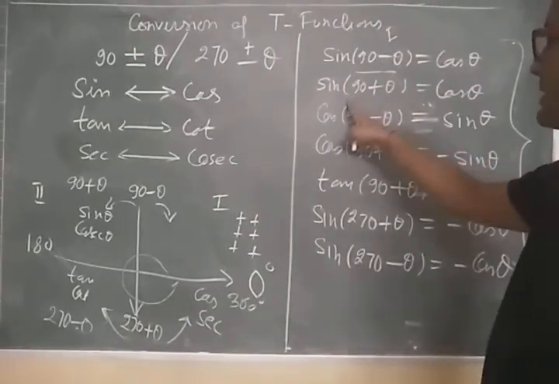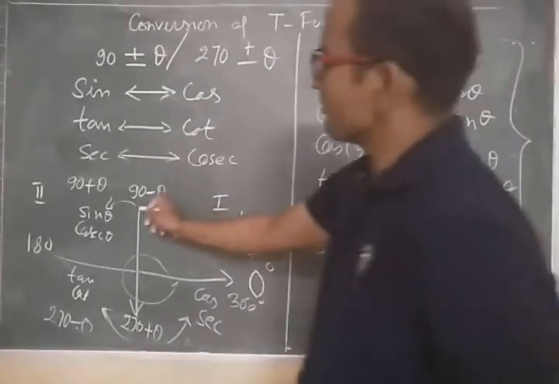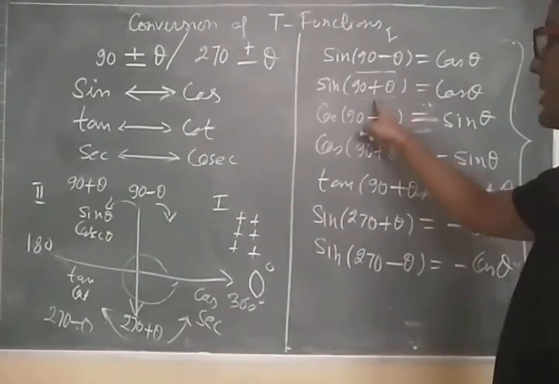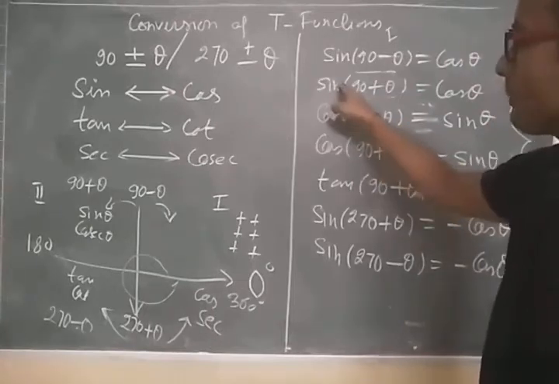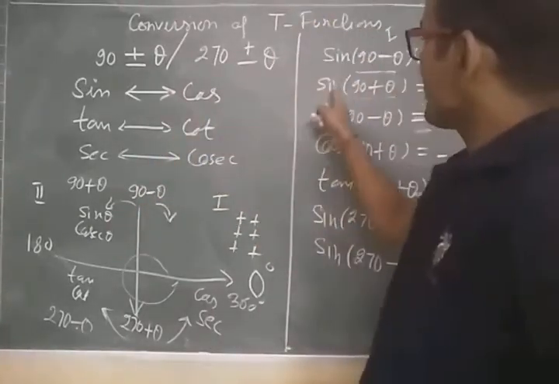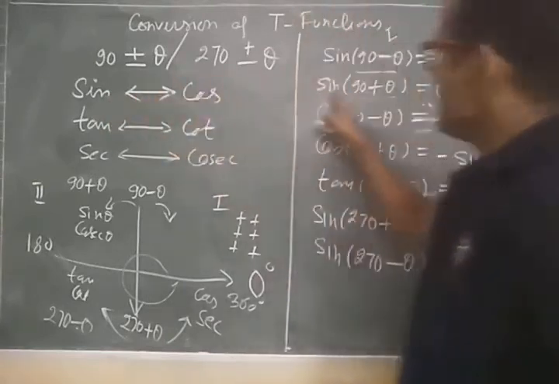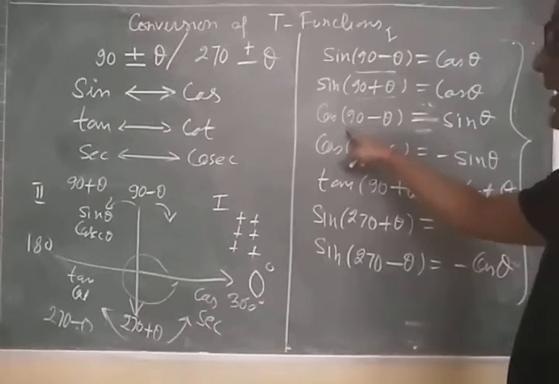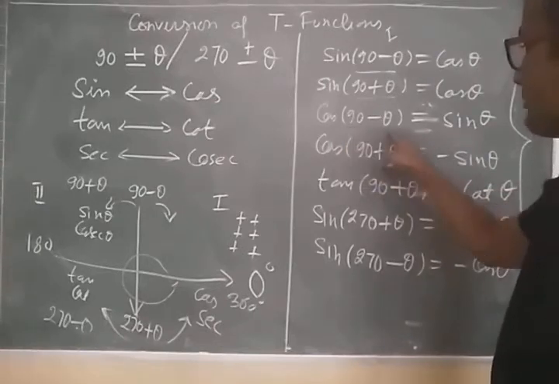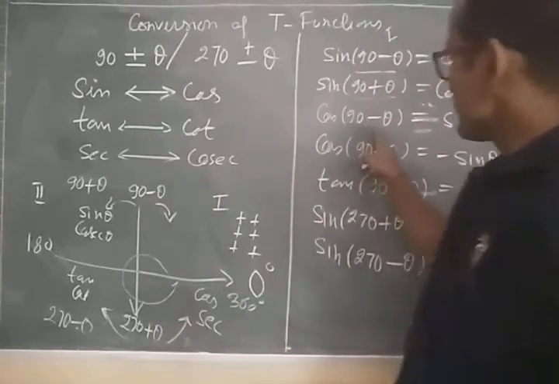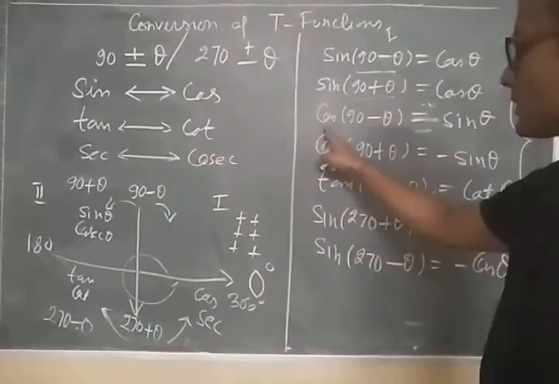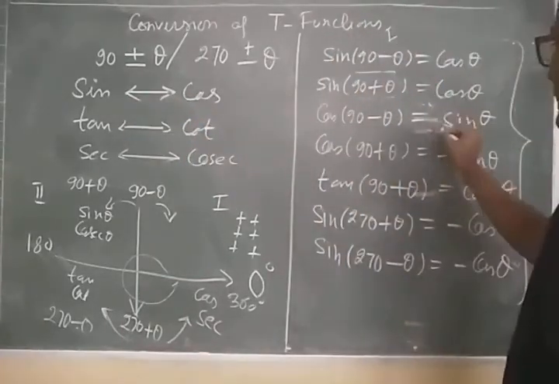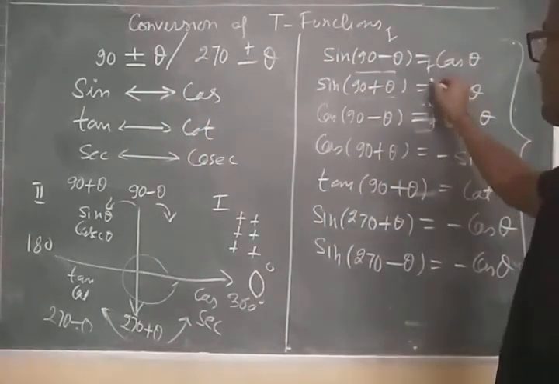Now sine 90 plus theta. 90 plus theta means the second quadrant. In the second quadrant, what is the sign of sine? Again it is positive, and sine will convert into cos according to this rule. So sine 90 plus theta is again cos theta. Now cos 90 minus theta: 90 minus means again the first quadrant. In the first quadrant, all are positive, so cos is also positive, and cos will convert into sine. So the answer is positive sin theta.